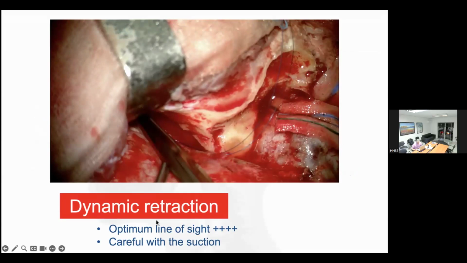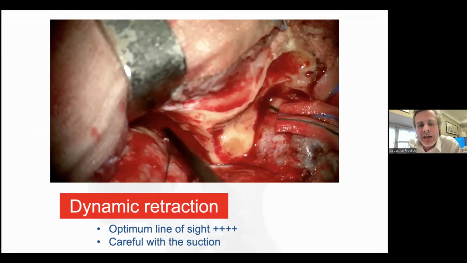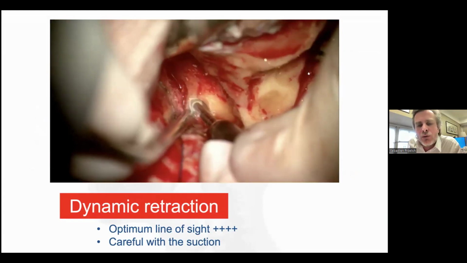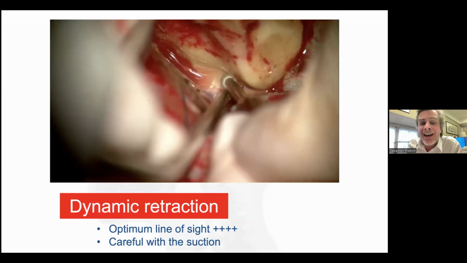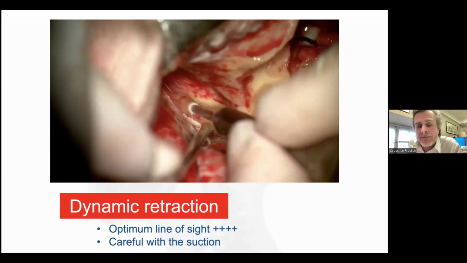Okay. Of course. So what I use is dynamic retraction. I am not using a blade anymore. I am using stitches like this, and I put 2 or 3 stitches. And you see that I like to feel the brain pulsating below my suction.